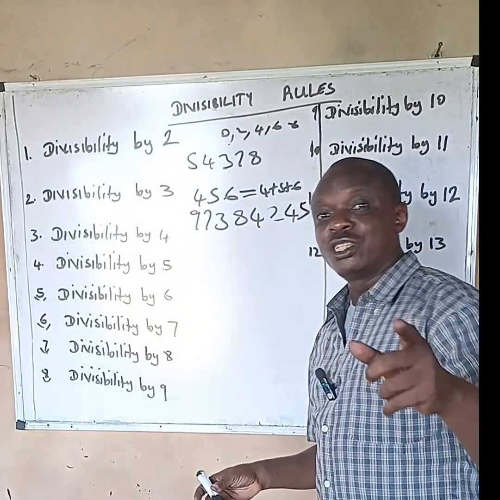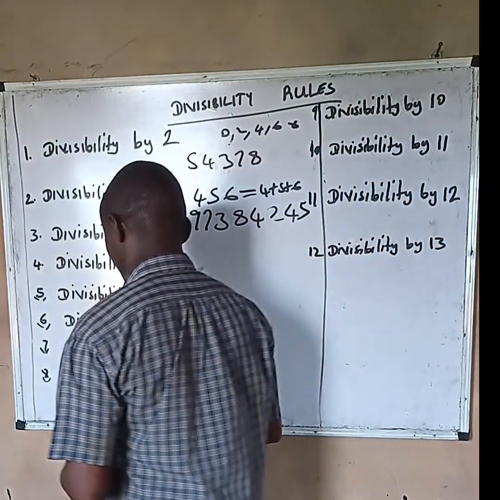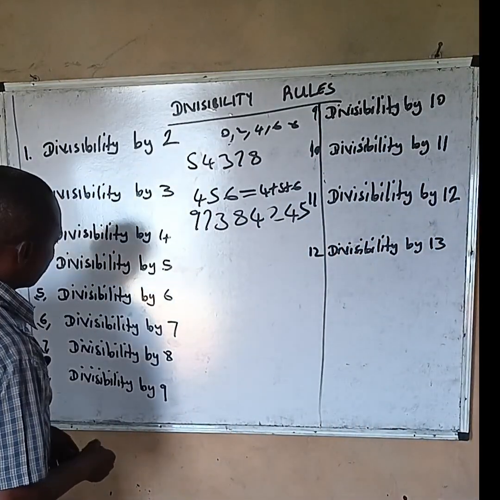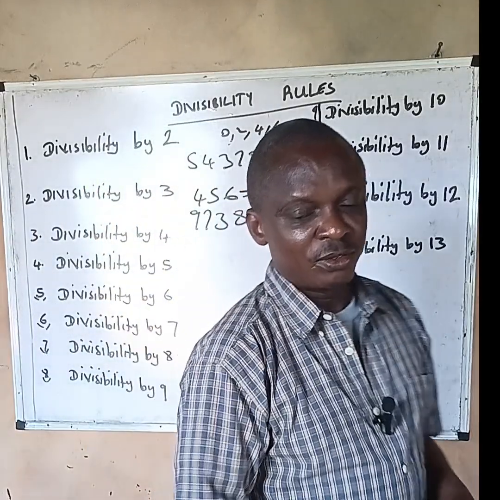So if the last digit is either 0 or 5, then 5 can divide the number. All right. Now, how do you know when a number is divisible by 6?